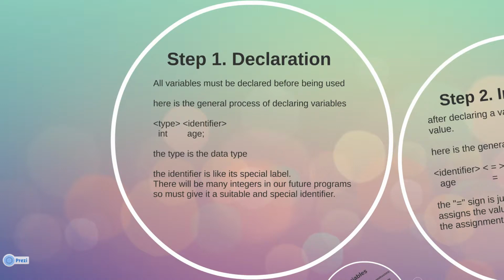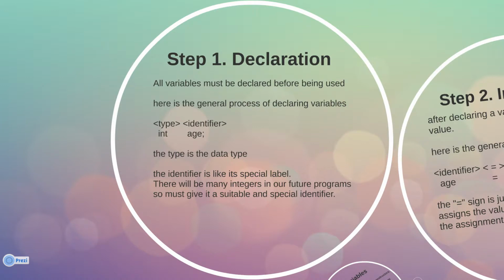You have to have a type, the data type, and then an identifier. For example, integer and age. We explained integer in the last video, so the type is the data type. The identifier is like its special label. It's like the label that you give it.